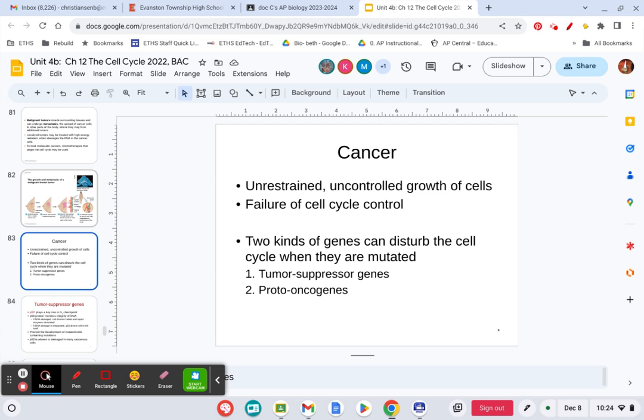Okay, and so we've learned a lot about how the cell cycle impacts this, and we found that there are genes on these chromosomes that can be altered. And when I say altered, I mean that they have been mutated. Mutated means that their DNA sequences have changed.